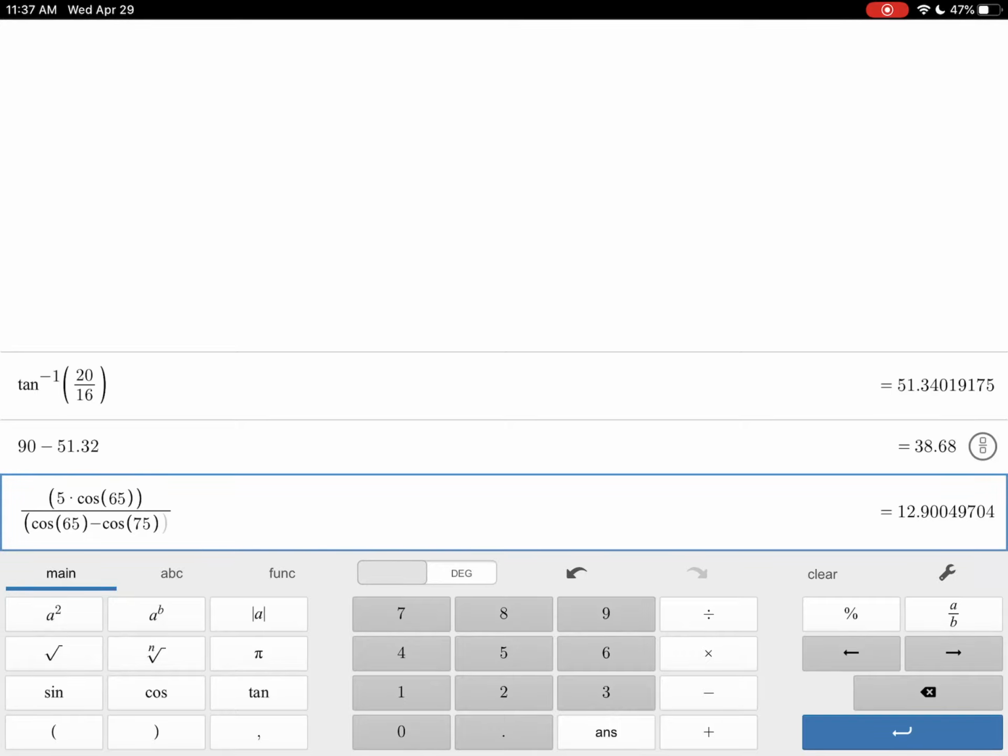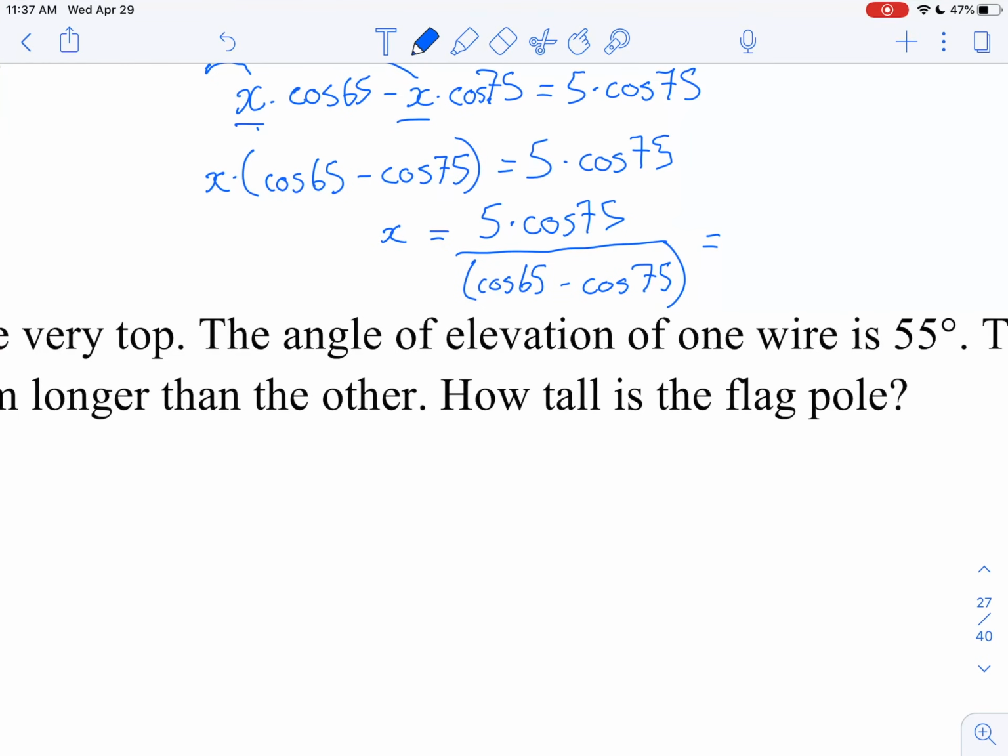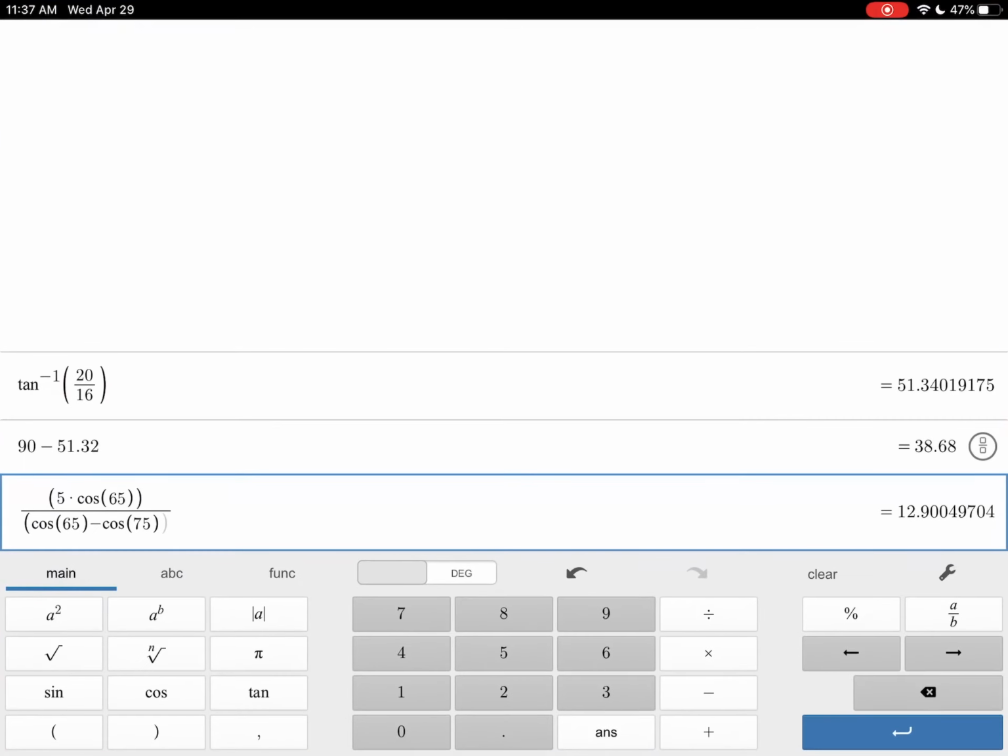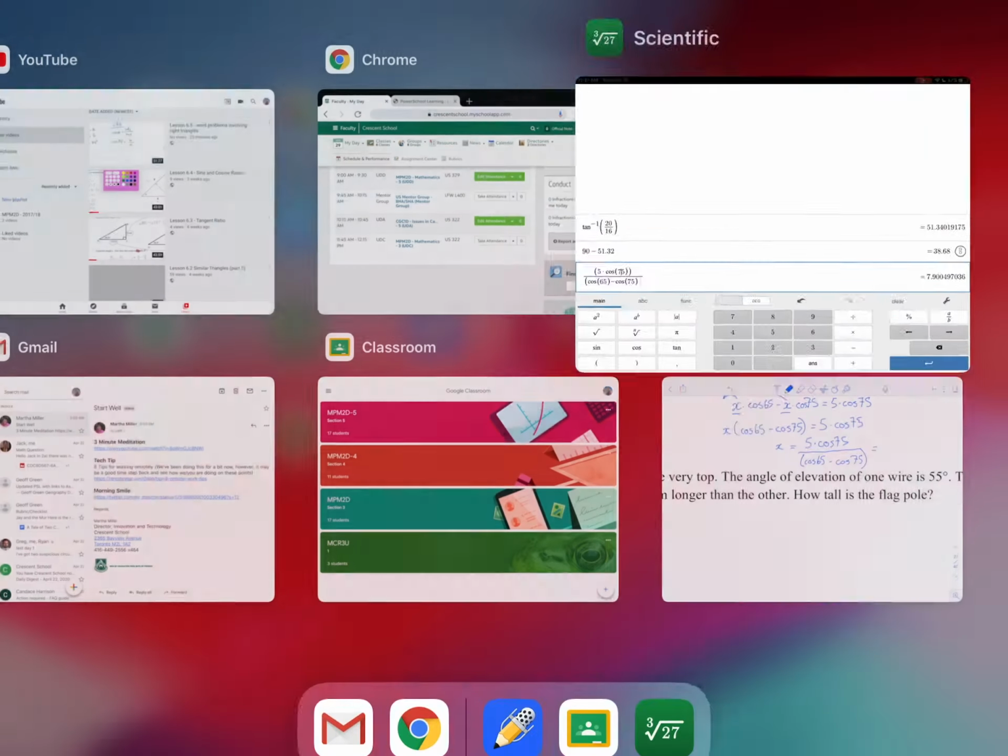Cos 65, cos 65, cos 75. Oh, I should have a 75 on the top there, not a 65 on the top. I'm going to change that to a 75. And I get the answer of 7.900497036. Because we're in the middle of a question, I'm going to try to keep a couple decimal places there. So I'm going to keep 7.901. Just because I'm halfway through a question, I don't want to fully round that.